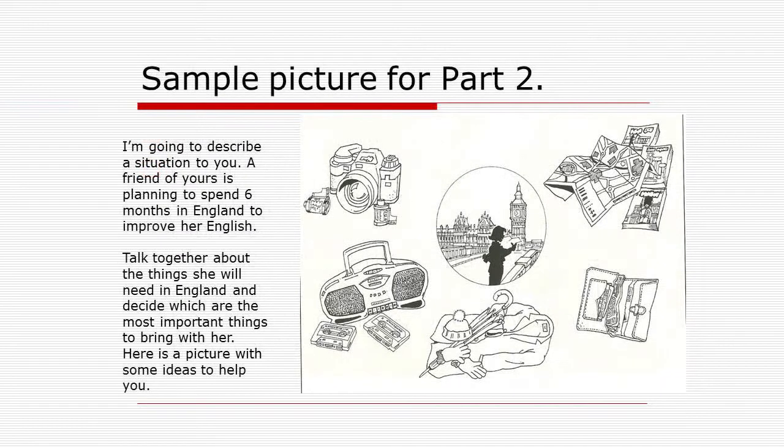On this slide, you can see a sample picture for part 2. An interlocutor is going to give this picture to the candidates. Look at the instructions written to the left of the picture. The interlocutor is going to read the instructions to the candidates. Should candidates have any questions about the instructions, the interlocutor must make sure that they understand the instructions and are ready to follow the task.